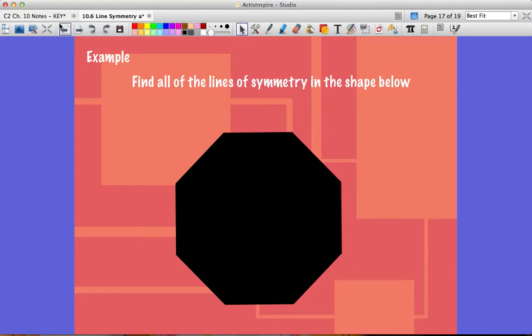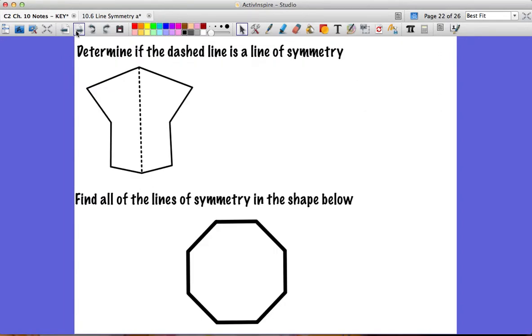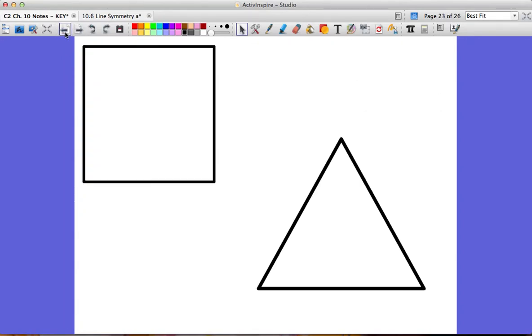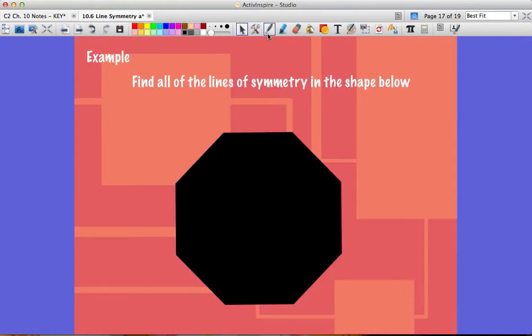Right, so then I believe that you have this one in your notes. So what I would like you to do is pause, and see if you can find how many lines of symmetry the shape below has. When you come back, we'll go over your answer.